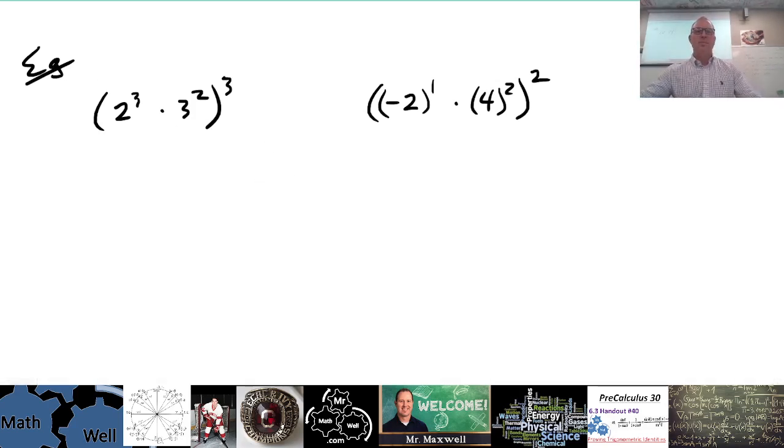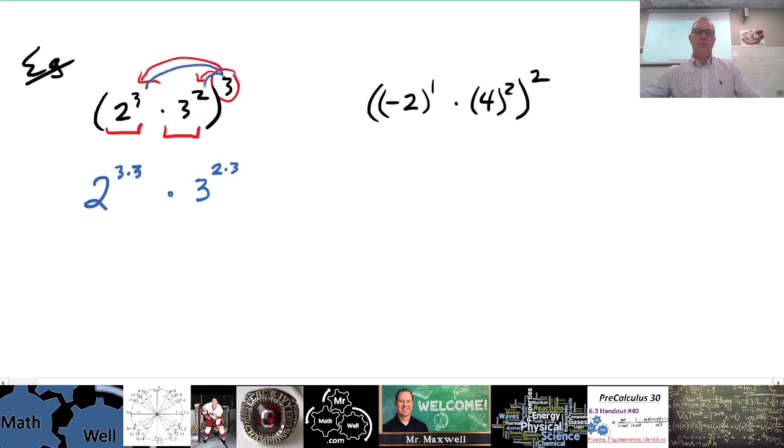All right, so according to our rules here, we are going to use our exponent law, and I'm going to apply this exponent outside to each factor. Okay, that's what I'm going to do. And so what this looks like is 2 to the power of 3 times 3, times 3 to the power of 2 times 3. So I multiply these factors. This is like a power to a power, right? A power to a power.